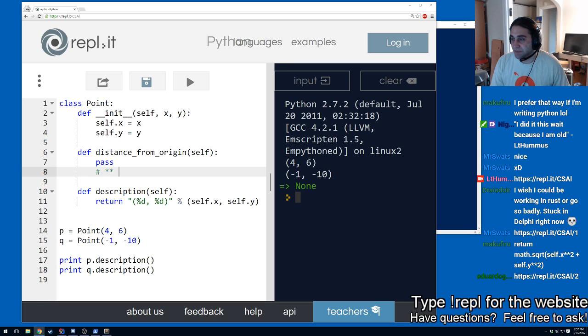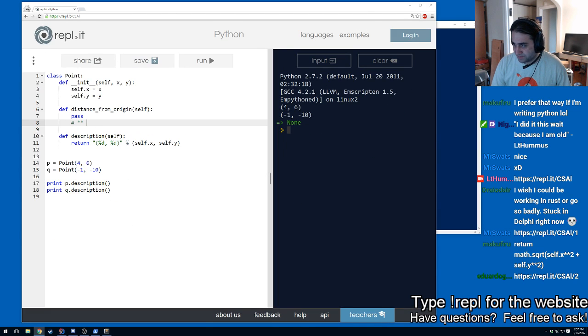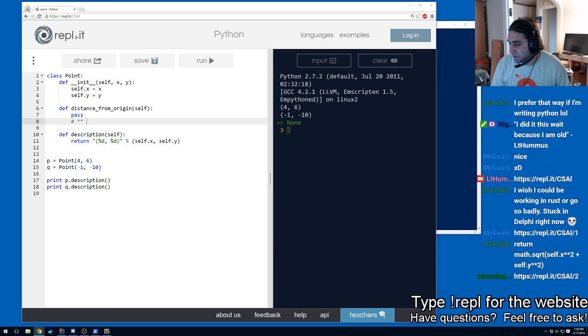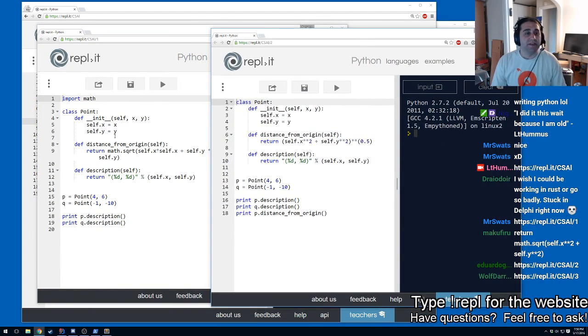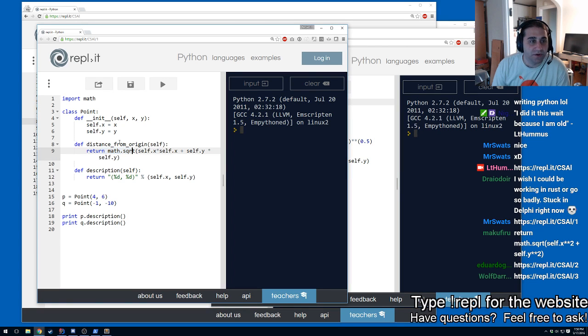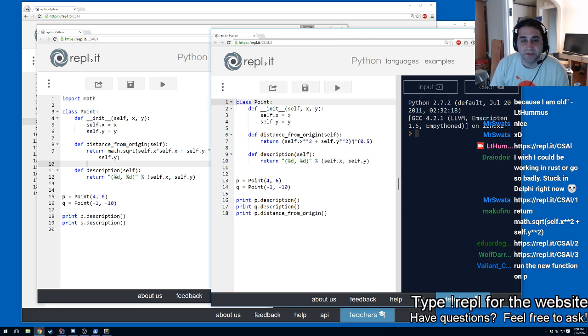Alright, so let's take a few of these. Oh god, it's like I can't change one window size without looking at the other one. That's alright. So that's Edward Dog's. This is Mr. Swats's. So they basically... this one does math.sqrt. Remember, you have to import math if you want to use anything in math. math.sqrt of self.x squared plus self.y squared. So yep, and then same thing here. This one was Edward Dog's. Remember, little math trick, raising something to the half power is the same as square rooting.